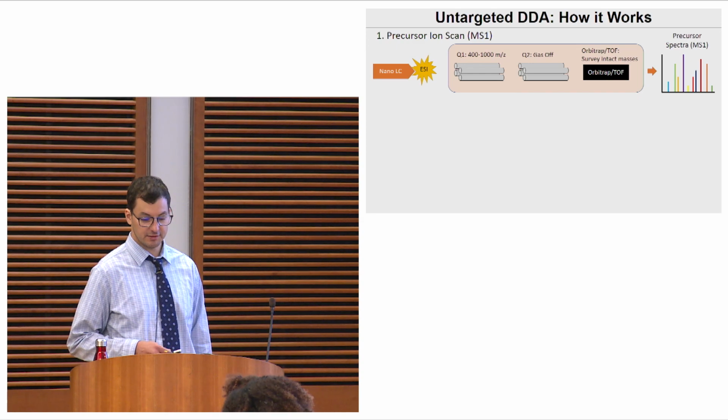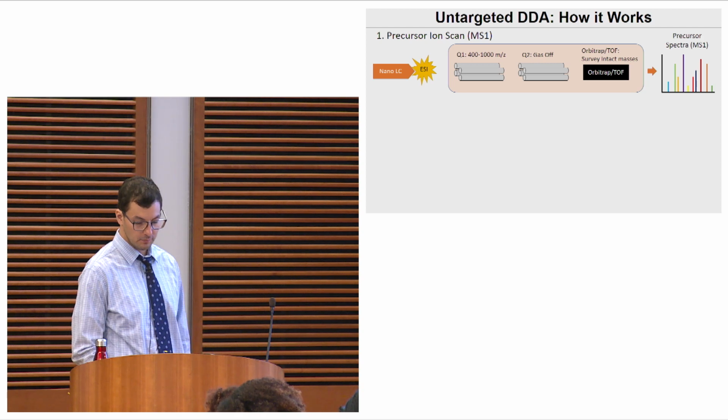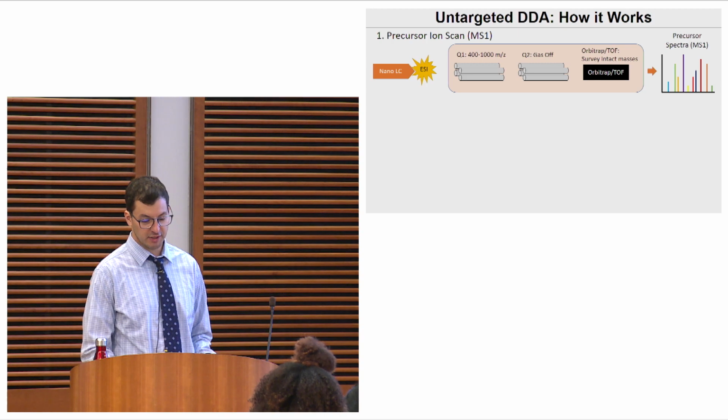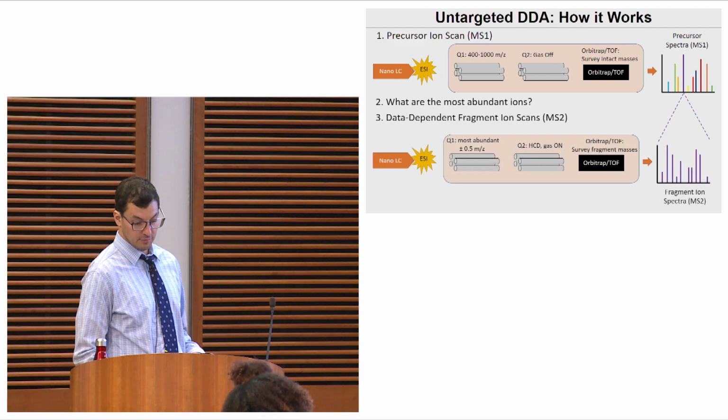Untargeted DDA starts in the same way, with a precursor scan to survey all the ions eluting from the column and produce a precursor spectra. But this time, instead of comparing the ions it sees to a list, the mass spectrometer simply asks, what are the n most abundant precursor signals? It then uses Q1 to select the first of those signals.